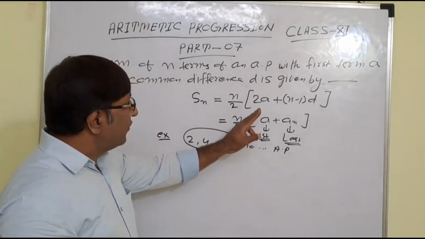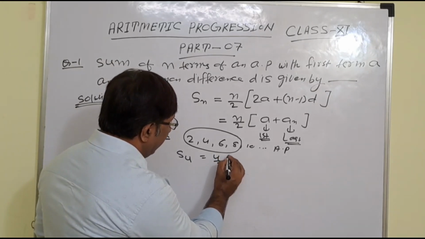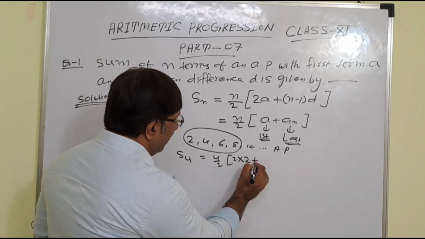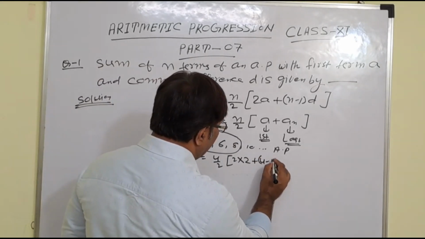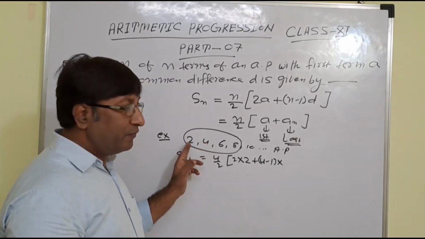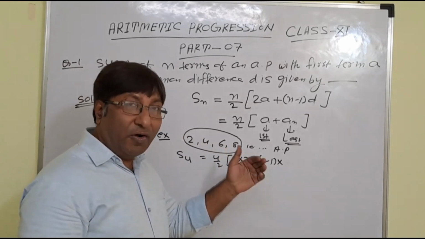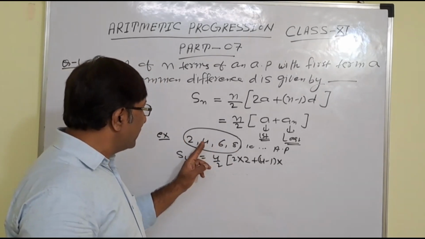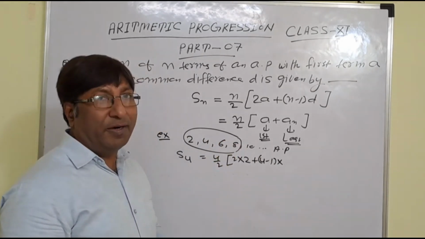Now we are using my first formula. N is 4, so we will write 4 by 2 into 2 multiplied by the first term, which is 2, plus (n minus 1), where n is 4, so 4 minus 1. Now what is the common difference? Common difference means second minus first, third minus second, fourth minus third, fifth minus fourth. All are constant, and that is called the common difference. So 4 minus 2 is 2, 6 minus 4 is 2, 8 minus 6 is 2, 10 minus 8 is 2. So this is in AP, and the common difference is 2.